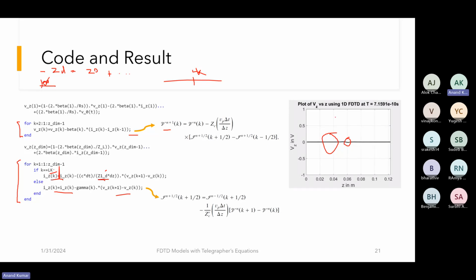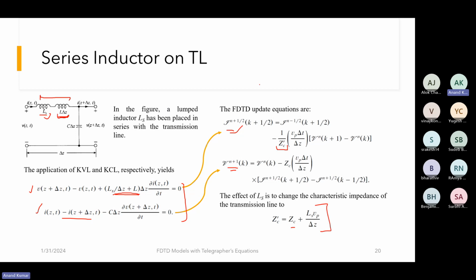So we have covered parallel inductor and series inductor. I'll pause again over here just in case you have any questions. Maybe I'll move to the previous slide. You can look at the equations and let me know if you have any questions.